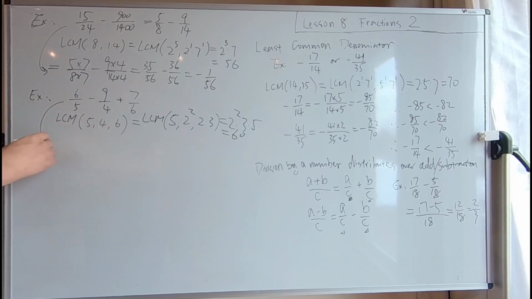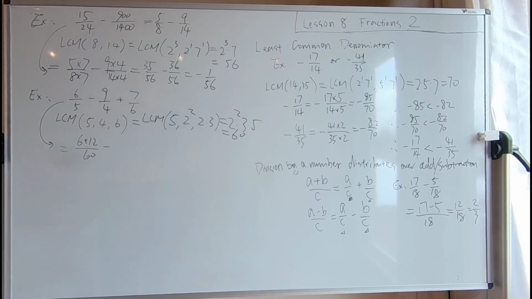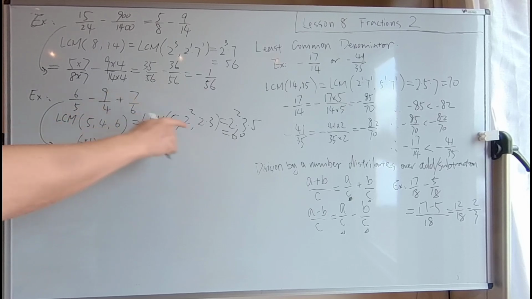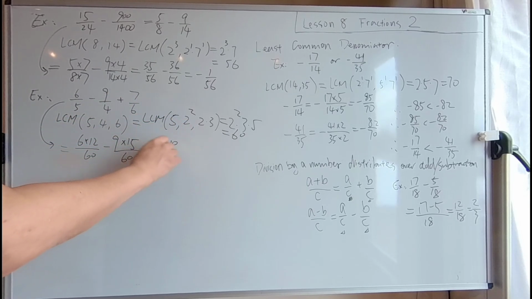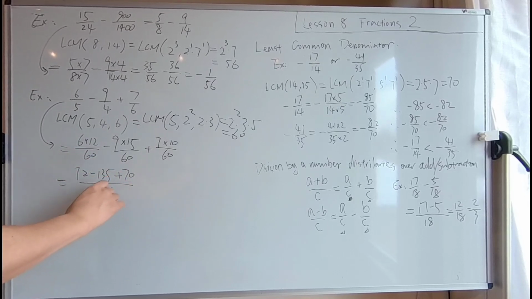Among the three denominators. So then to convert the first one, 5 needs to be multiplied by 12 to get 60. So 6 by 12. And then 4 needs what? Needs a 15 to convert this to 60. And then this needs a 10. So it's 7 by 10, over 60. And then this is 72 minus 135 plus 70 over 60.